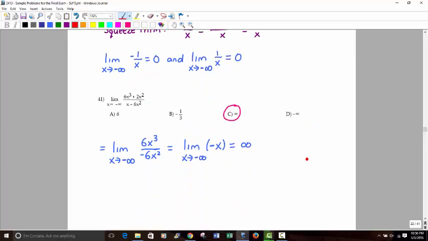Now the next one, look here, the largest power on top is 6x cubed.